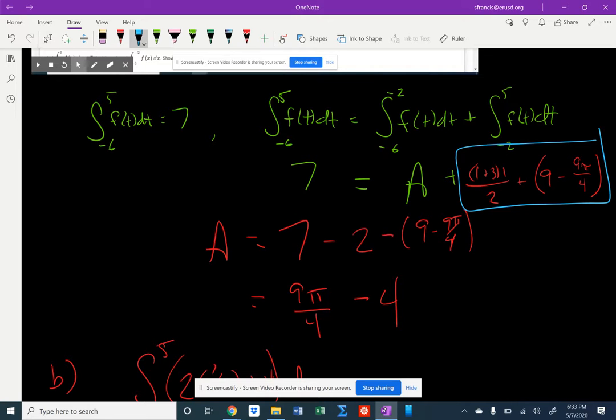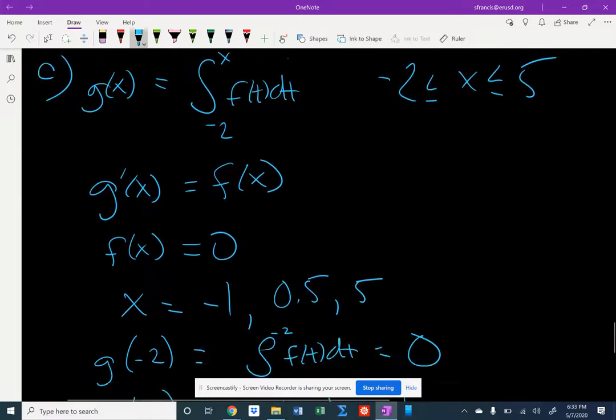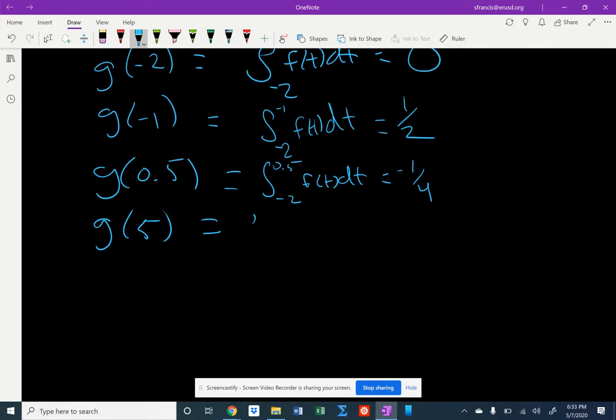I know why I'm looking at the next line, and it doesn't make sense to me at the moment. So this is going to be 2 plus 9 minus 9 pi over 4. I was looking at this mess here, and it didn't look right to me. So it's 11 minus 9 pi over 4. Integral from -2 to 5 of f of t dt is 11 minus 9 pi over 4.